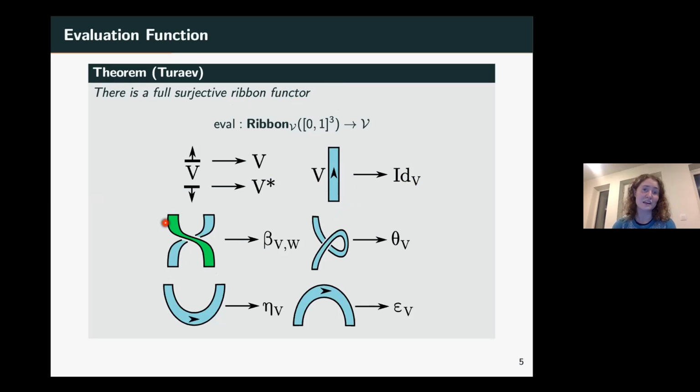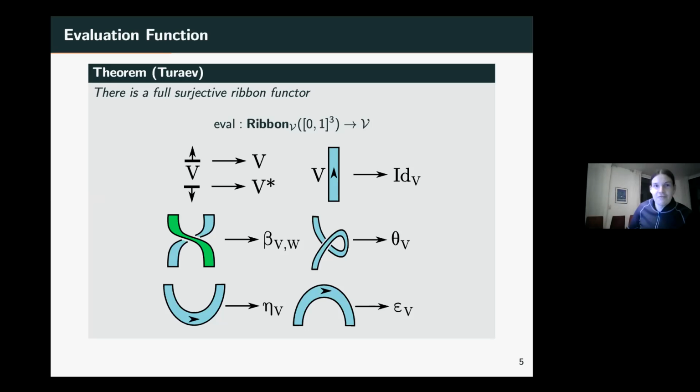And this is the braiding of the ribbon category. So if you consider the ribbon category of a cube, it's actually a ribbon category. If you consider a general surface, it's not going to be. And the reason is, in general, the monoidal product isn't going to be defined.